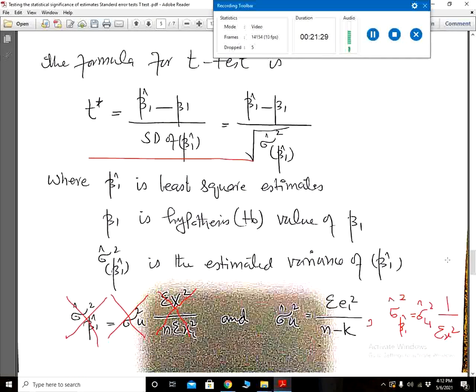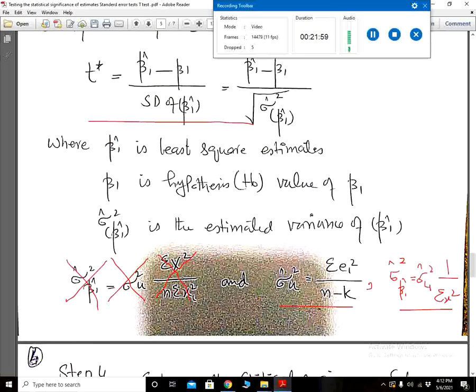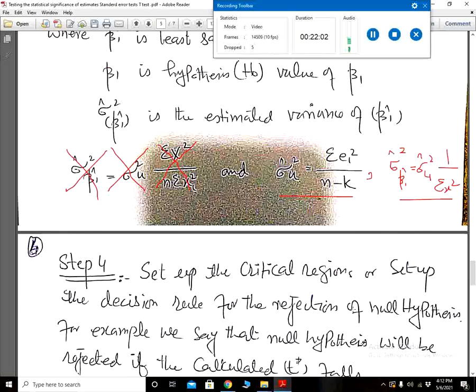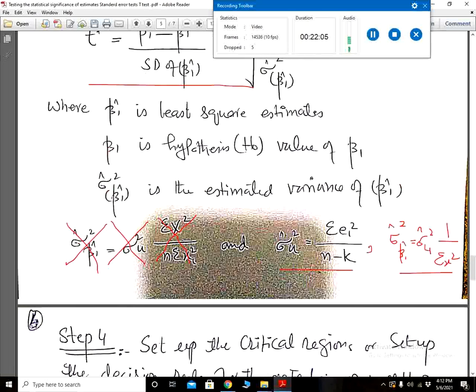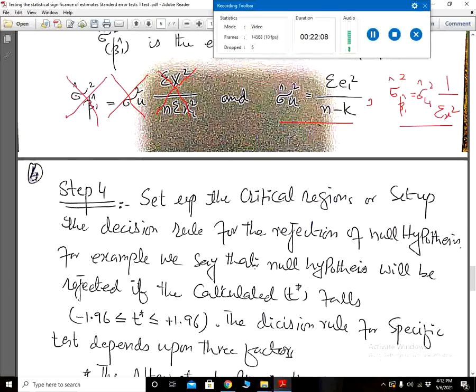So here is the formula for the variance of beta 1 cap. Variance of beta 1 cap is equal to the estimated population variance times 1 divided by summation small xi square, and this estimate of the population variance comes from this formula: it is equal to summation ei square divided by n minus k, where e is the estimated residual, n is the number of observations, and k is the number of estimated parameters. These formulas we will derive in the next session on the BLUE properties of the OLS estimator.